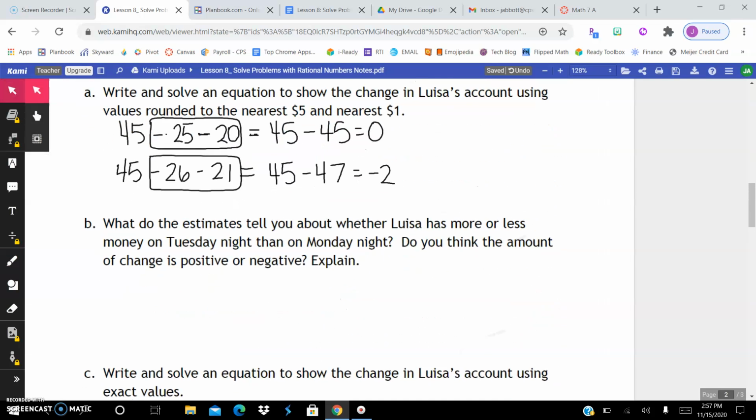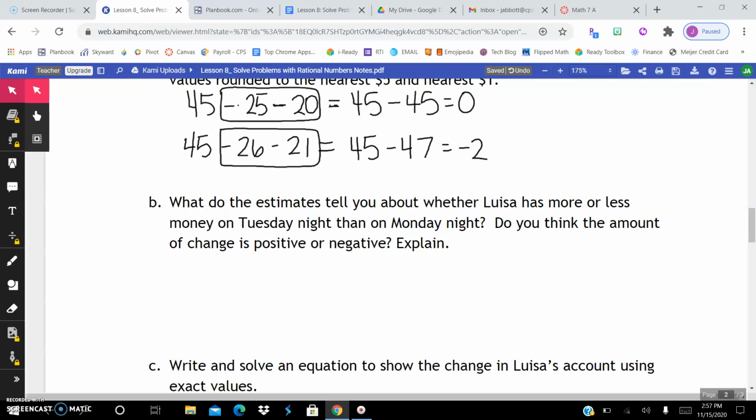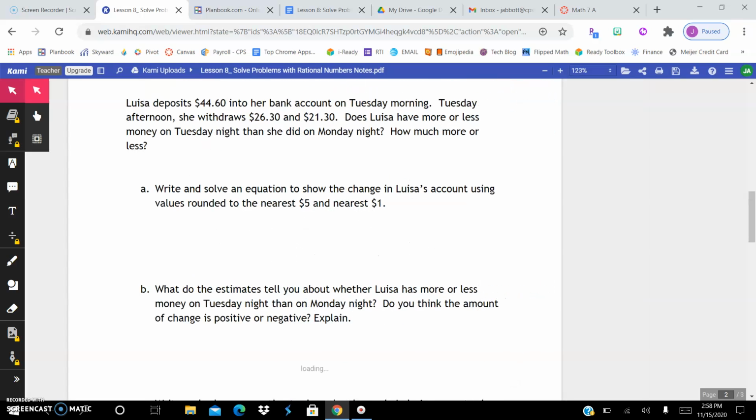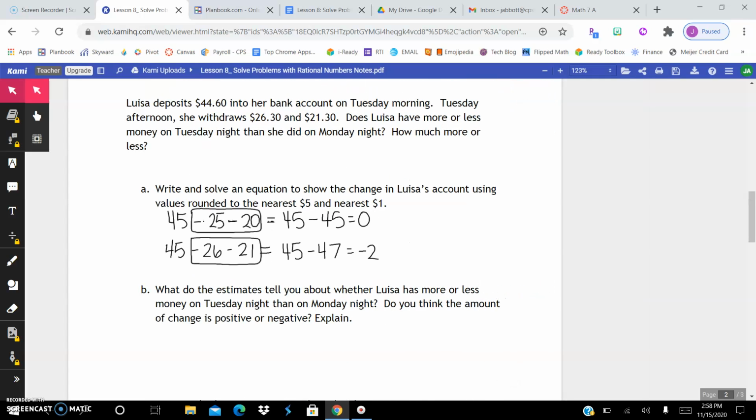And then part B says, what do the estimates tell you about whether Louisa has more or less money on Tuesday night than on Monday night? Do you think the amount of change is positive or negative? And explain. So what this tells us is that she's pretty close to what she had the night before on Monday night, because she deposited and withdrew all these transactions on Tuesday. So the change is very minimal. It's right around $0 to negative $2.